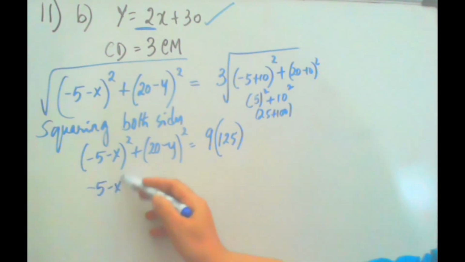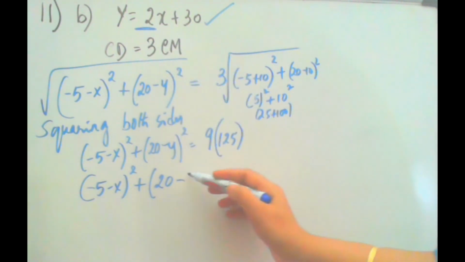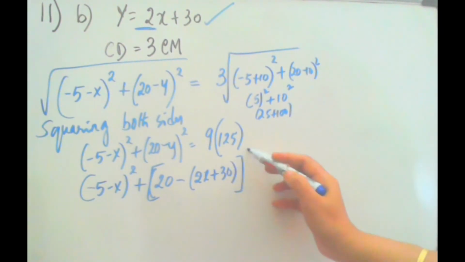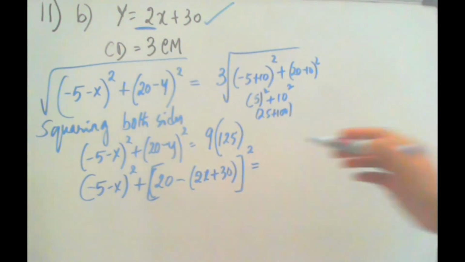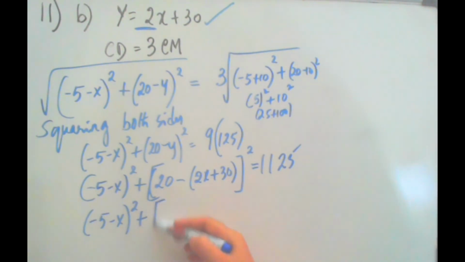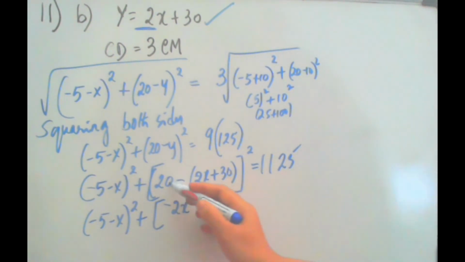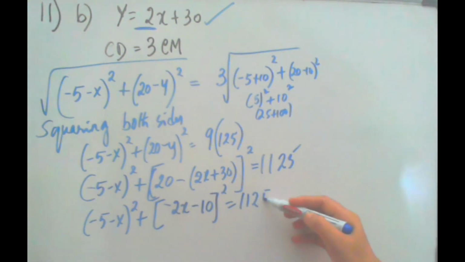So (-5 - x)² + (20 - (2x + 30))² equals 125 times 9, which comes to 1125. Okay, so this is (-5 - x)² plus (20 - 2x - 30)², so it will be (-2x + 20 - 30), which is -10, whole squared, equals 1125.